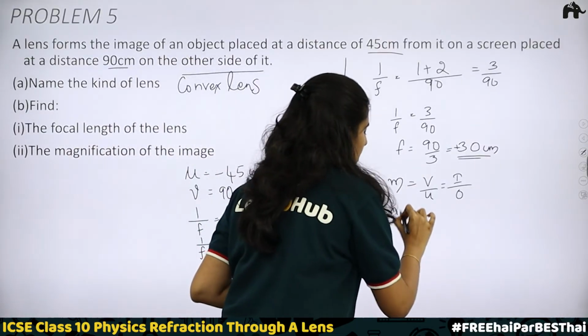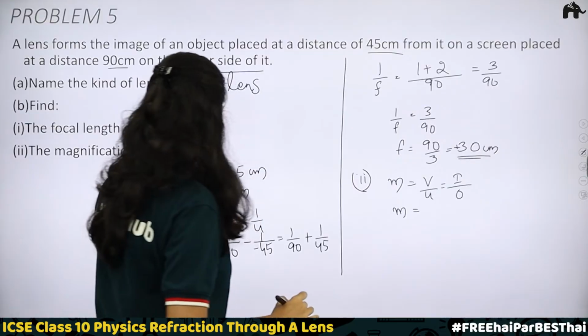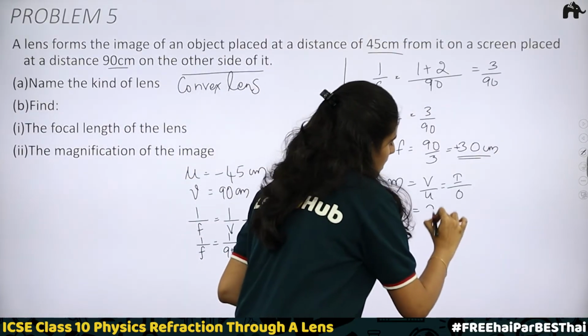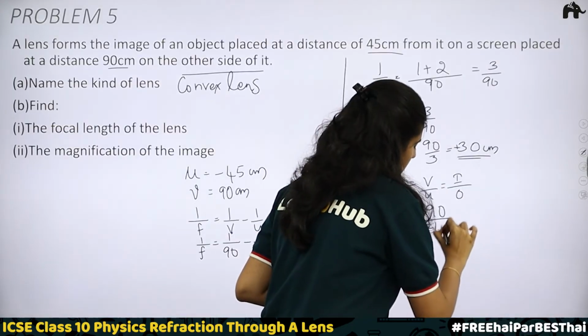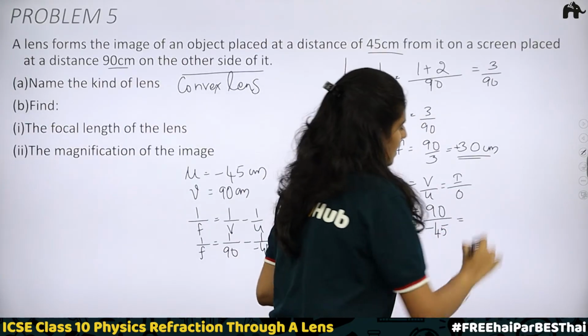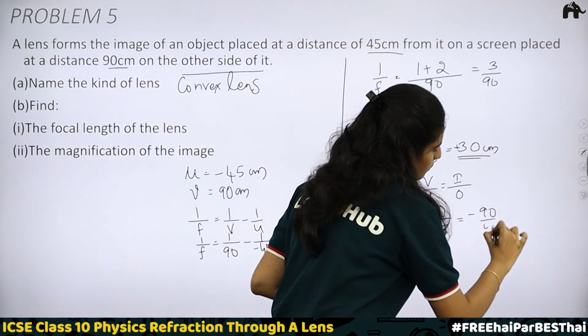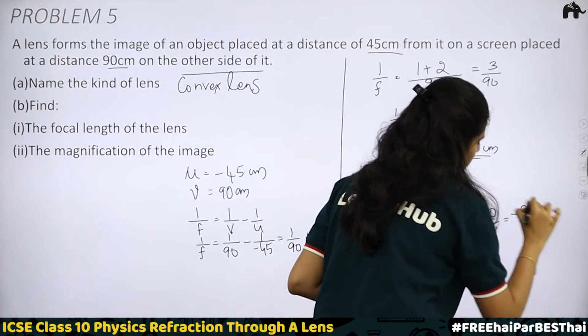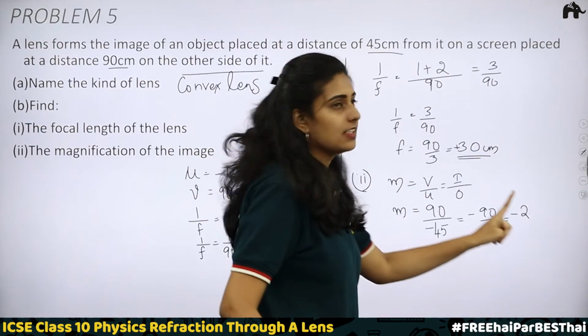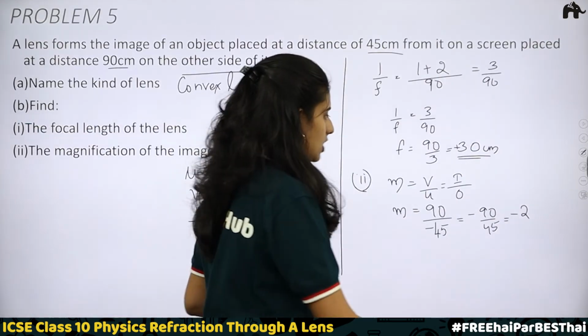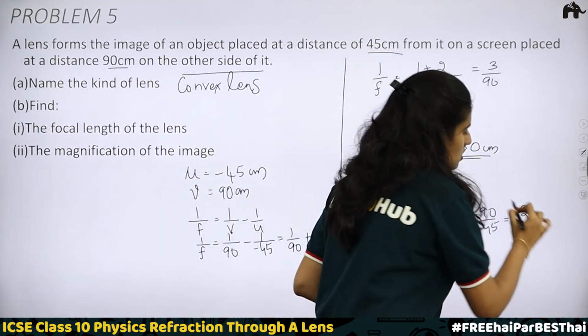Therefore, magnification m is equal to v, which is 90 centimeter, divided by u. U is minus 45. That is minus 90 by 45, which is minus 2. Since magnification is a ratio of same quantities, there is no unit for magnification. We are getting minus 2.